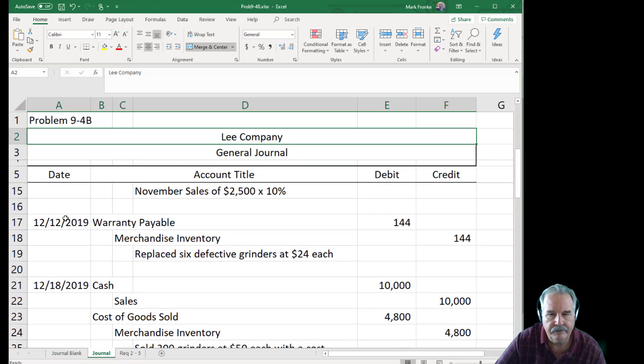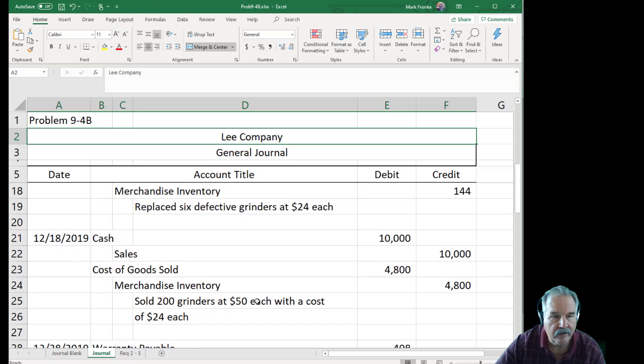Then in December 12th, 6 grinders did come back in the door. And so we had to replace them. These things are going in the trash. So we're going to now pull 6 grinders out of inventory at $24 each. It's $144. Debit the warranty payable. We're relieving the payable now. And credit merchandise inventory because they came out of inventory. So its inventory is going down.